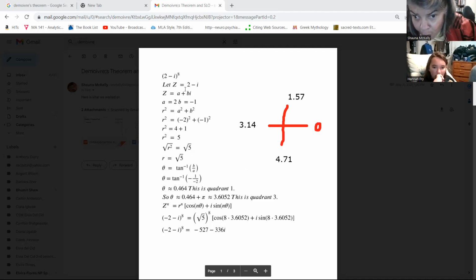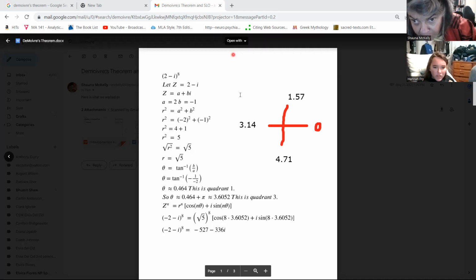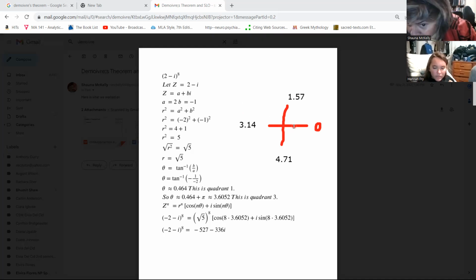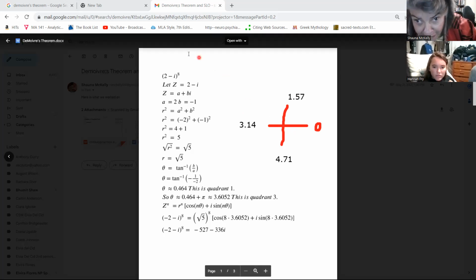This is 2 minus i. So if I'm going to graph it, this is actually the point 2 and negative 1, isn't it? So that's quadrant 4. Let's look here. 2 would be somewhere here, right? And negative 1 I'd be down here, wouldn't I? Right.